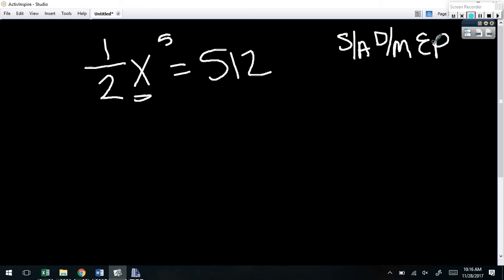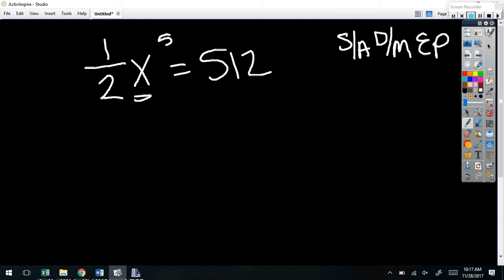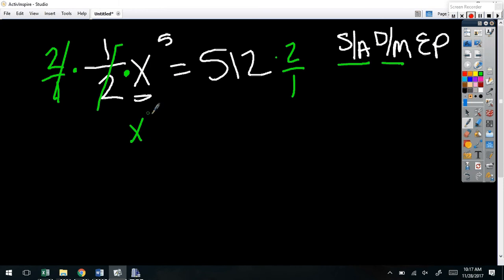Is 64 times 8 512, correct? So we multiply. The first thing we do, you're right, Phoenix, we multiply because there's no addition or subtraction. There is multiplication, division, which is here. And to get rid of that 1/2, we do what? Multiply by the flip. So that's gone. You get 1024.